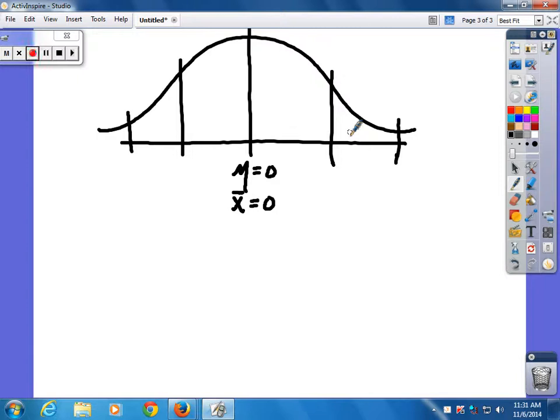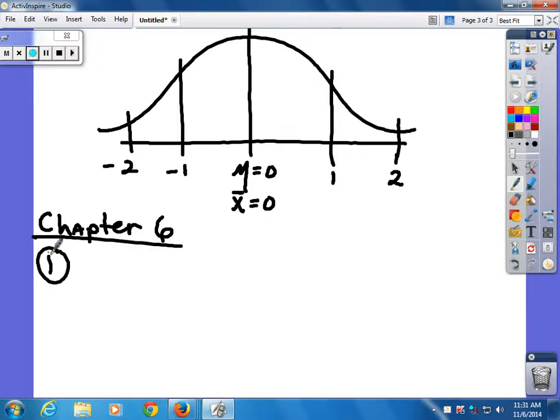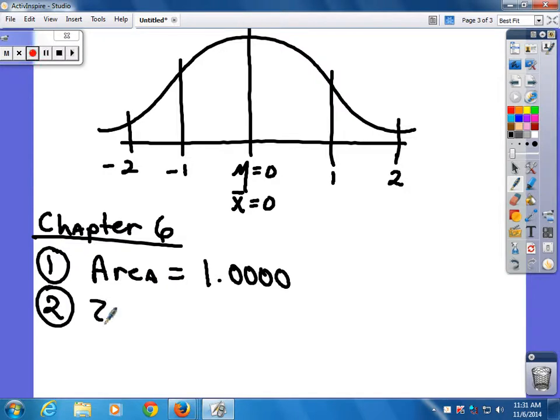And this is a z-score of 1, z-score of 2, z-score of -1, z-score of -2. So when we're dealing in chapter 6, 1, area is equal to 1, and 4 digits means 4 place values means that you're dealing with area. 2, we're dealing with z-scores, which means 2 place values.